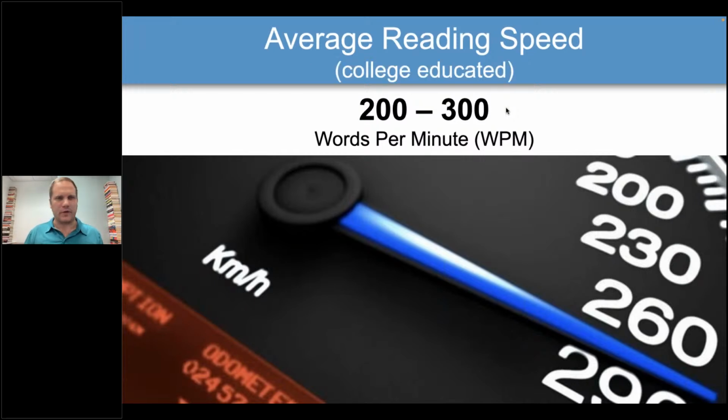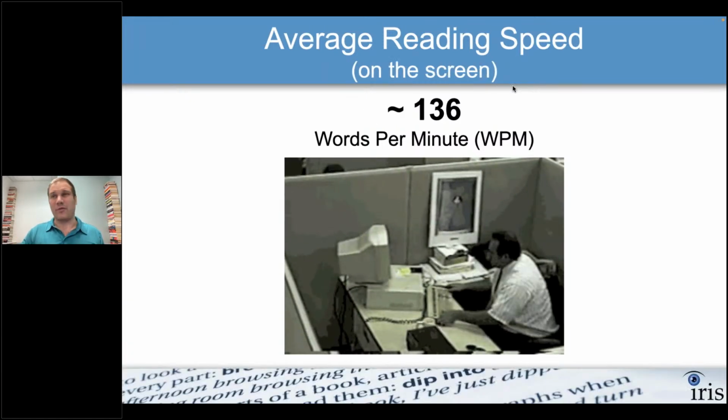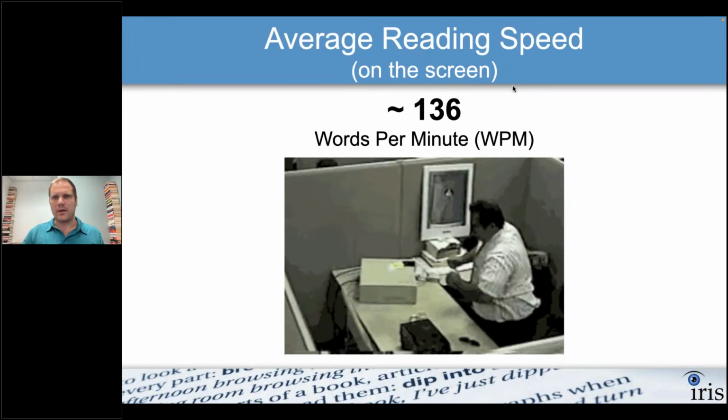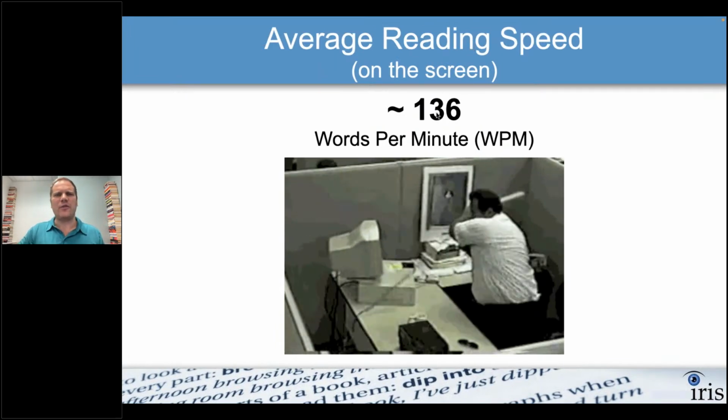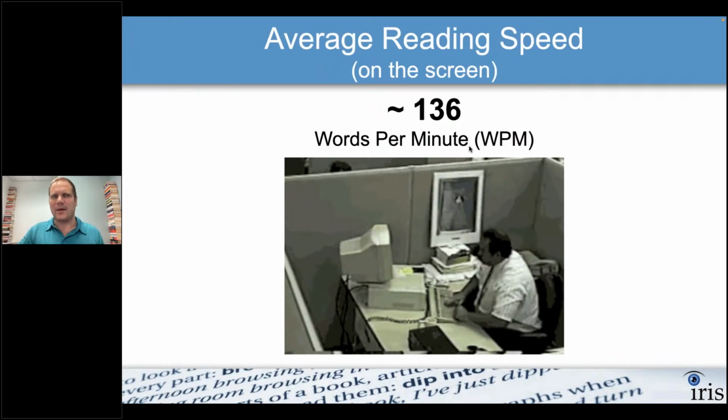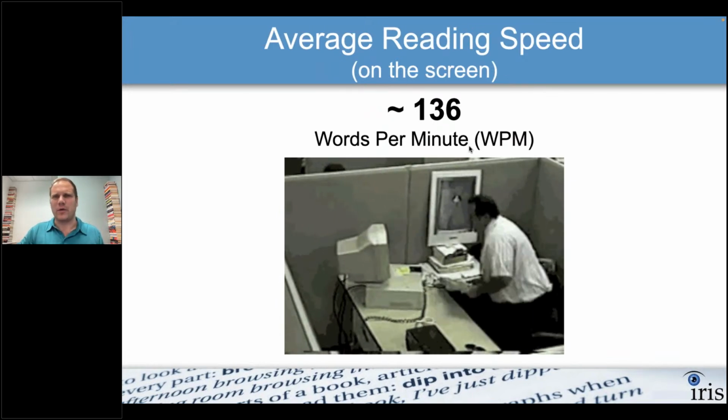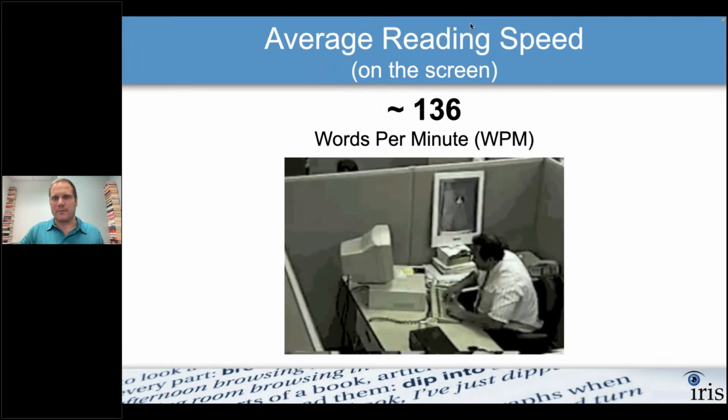It's 200 to 300 in terms of an average. So something to be aware of. You can compare your speed to this or that. Also, when people read on the screen, they tend to read a little bit slower. So it can be more frustrating reading on the screen. And there was a study done a few years ago, and they found the average person was reading around 136 words per minute. About, I think it was 32% slower is what they said on the screen.